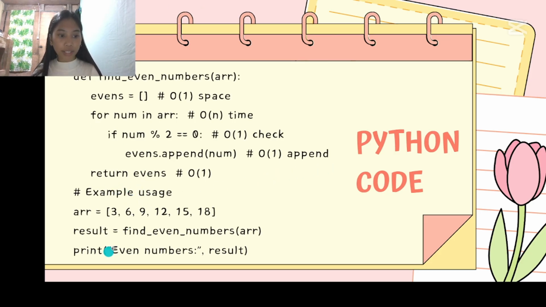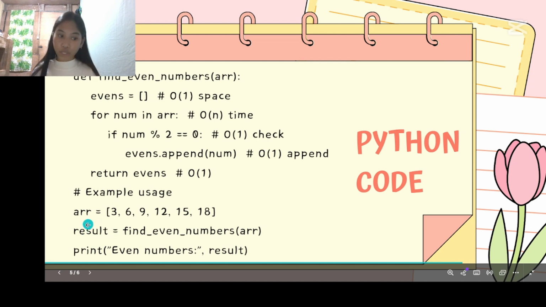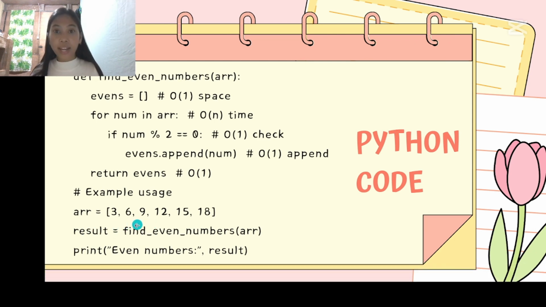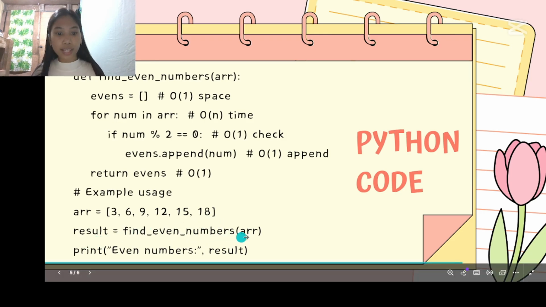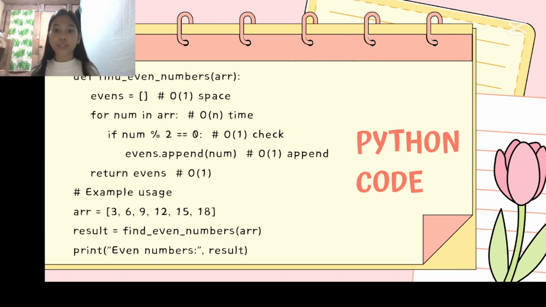And we have an example usage of the array which we had earlier: 3, 6, 9, 12, 15, and 18. So this line is going to set the result equal to find even numbers of the array. And this last line is going to print the even numbers result, which is the output 6, 12, and 18. And there you go. Running this code prints even numbers 6, 12, and 18.